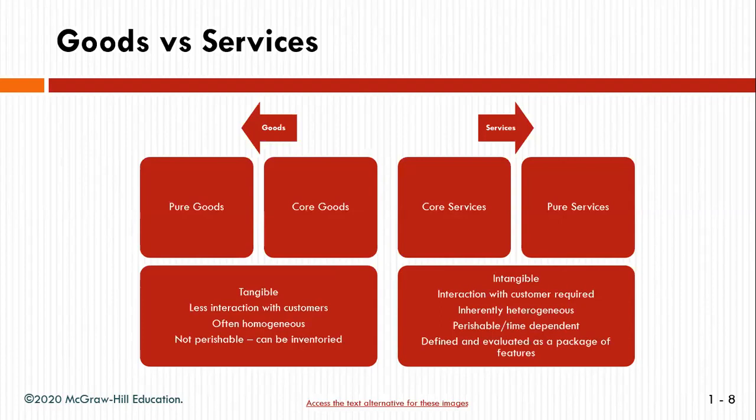So that's where it makes a difference between extreme good and extreme disservice. So in the intangible, interaction with the customer is required. Inherently, it is heterogeneous, usually different, and it's perishable and time dependent, as we said, and defined and evaluated as a package of future. So you need to differentiate between all of these, whether we have an extremely good, or extremely services, or a combination of them.